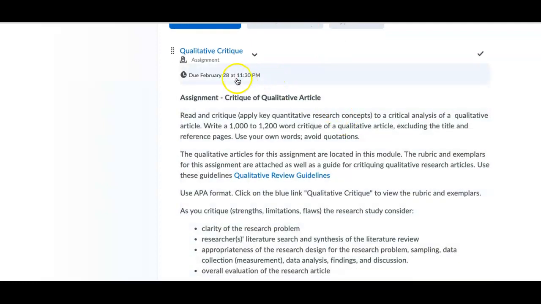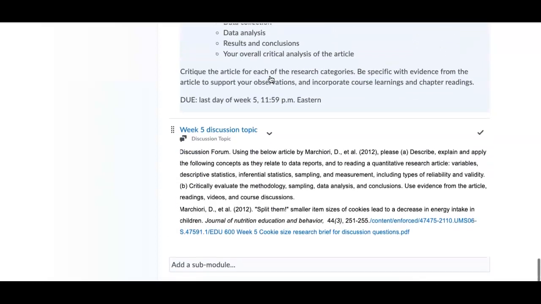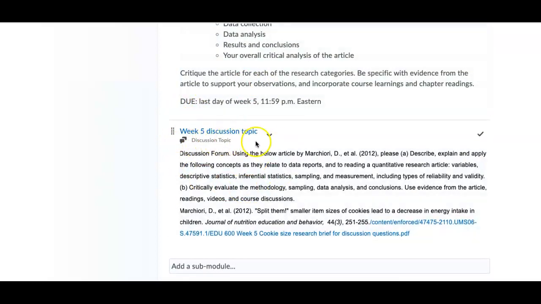The assignment is due February 28th by the end of the day. If you have any trouble hitting this assignment, you're running into problems, please let me know. I'm more than accommodating if you need a couple, 3 extra days. So that is it. Oh, discussion topic.